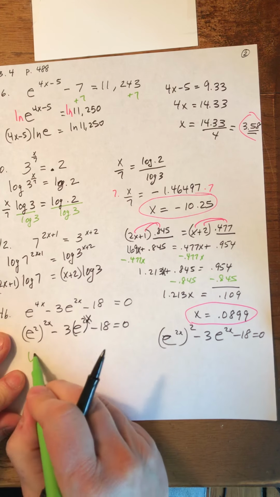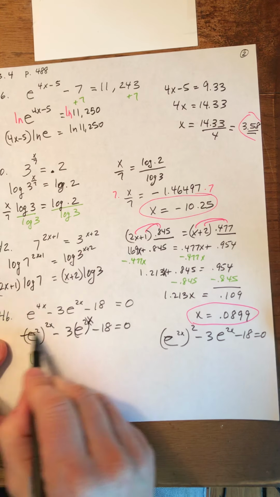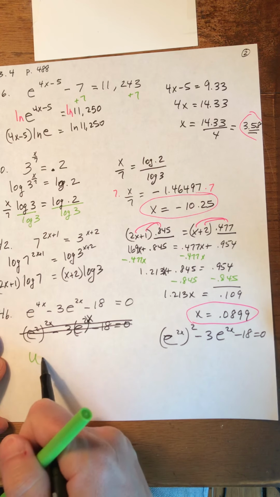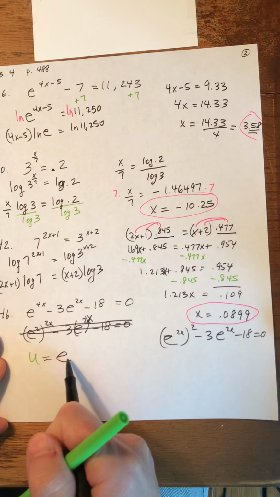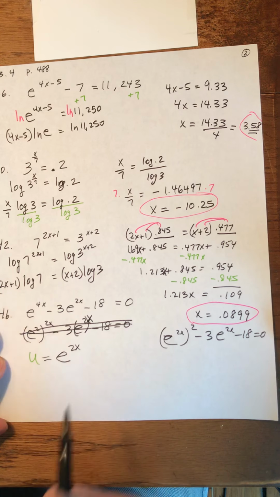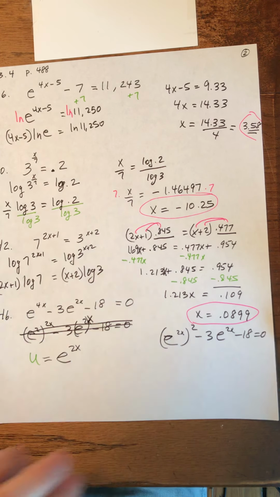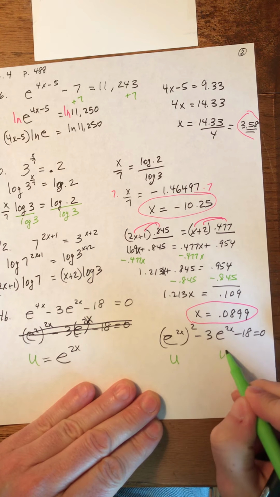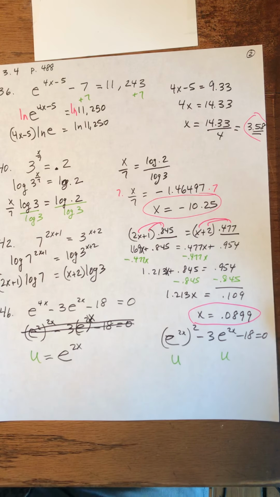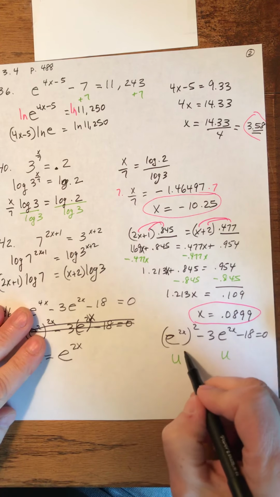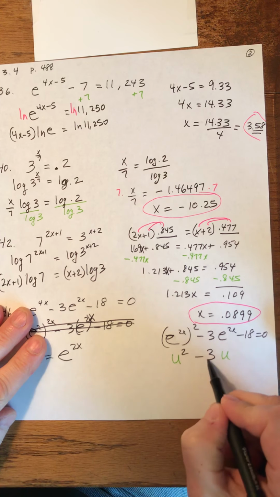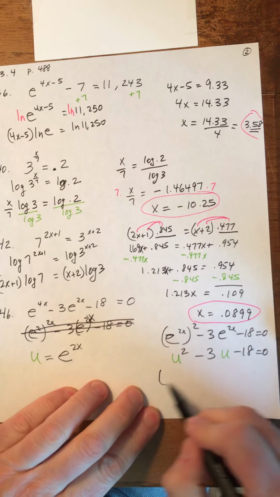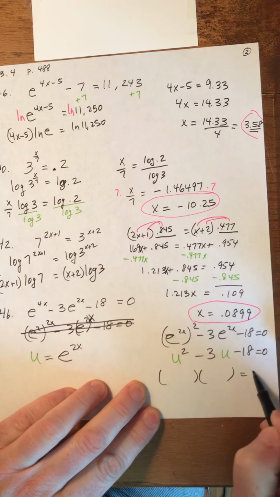If we let u equal e to the 2x, so we're going to use a different letter, everywhere we see this e to the 2x, we're going to replace it with a u. And we're going to try to do the problem as if it didn't have e's in it. u squared minus 3u minus 18 equals 0. We're going to factor this, and it factors real nice.